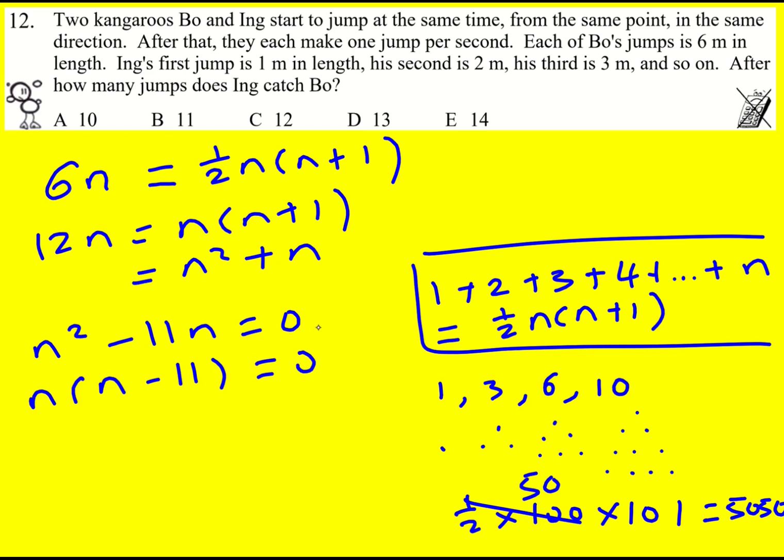And we find out they're in the same position after 0 jumps, which is not surprising, or when this bracket is 0, which is when n is 11. So Ing catches up with Bo after 11 jumps.